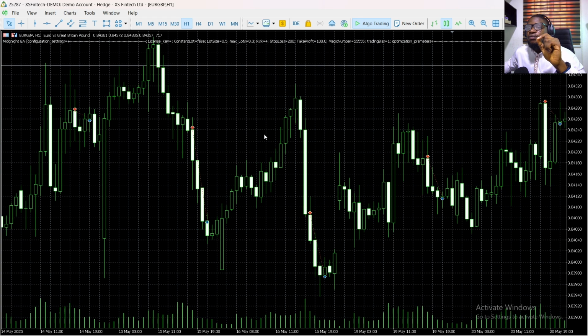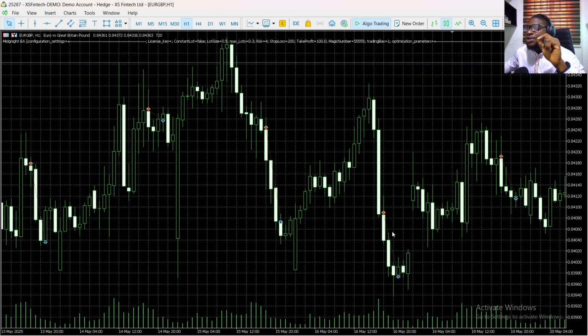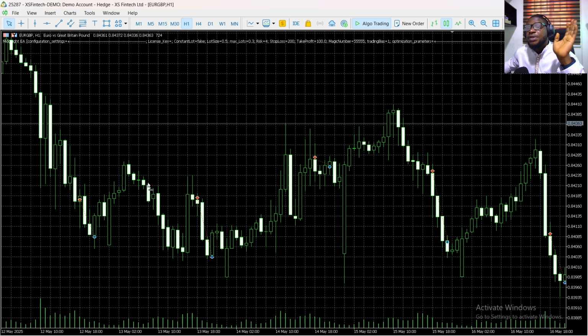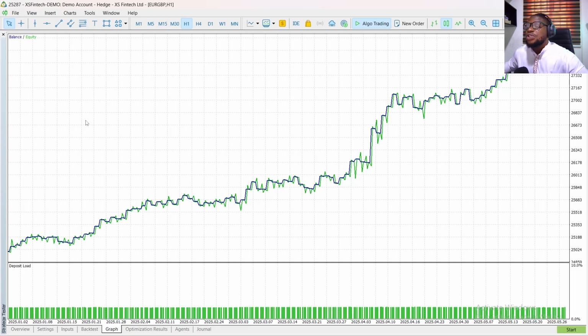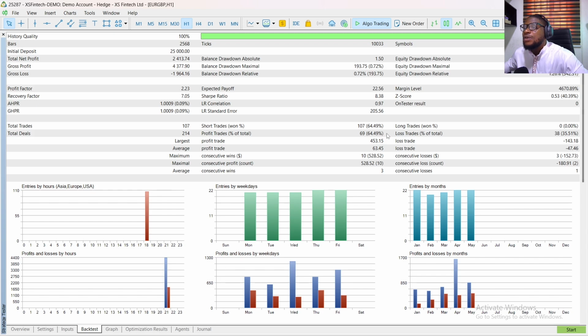You can see short here, money, short here, money, just based on time. This is what you would have if you shorted GBP every day from 6 a.m. to 9 a.m., and you'll be right about 64% of the time, which is very good. The largest winning trade here is 453, the largest losing trade is 143. You can see the difference. The average profit trade is 63 and the average loss 47, and from the largest here, it's very significant.